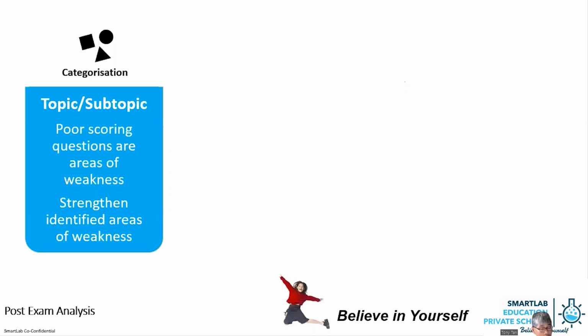Okay, so let me share the first technique. The first technique when we actually analyze student exam scripts is that we identify poorly scored questions. And then we conclude to say that, okay, based on those questions you got wrong, you are weak in this topic or this subtopic. It is actually an expedient approach, a quick one, and it really helps.